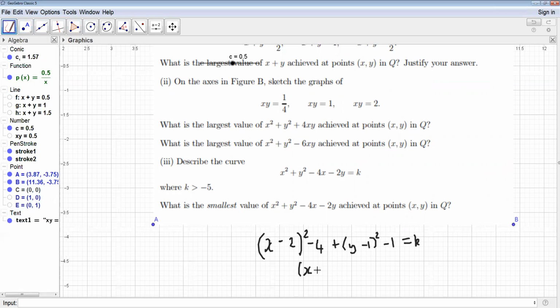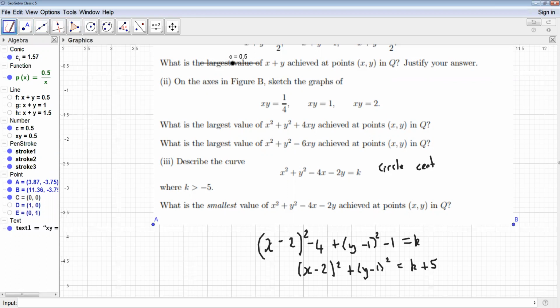And so what does this represent? It represents a circle, center 2, 1, radius root k plus 5, which is why they've got k is greater than minus 5. So circle, center 2, 1, radius root k plus 5. And that's described it nicely.